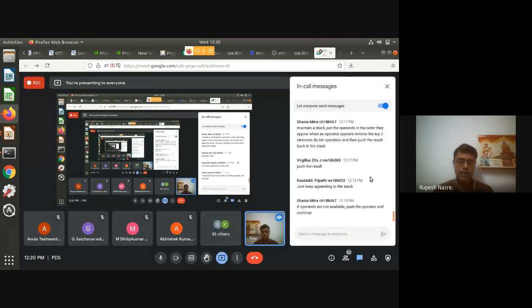Okay. So let's do this. We'll do a small exercise. I'll ask you for an expression where, if you follow this algorithm, you encounter an operator and you need to push it. Right? So can you give a valid expression where that operator needs to be pushed to the stack?